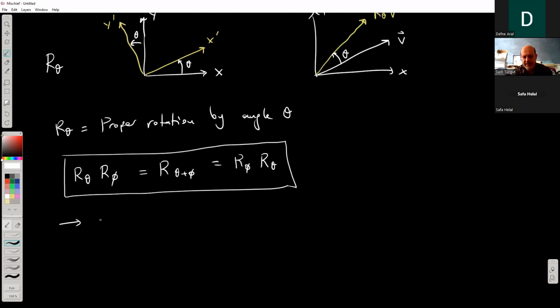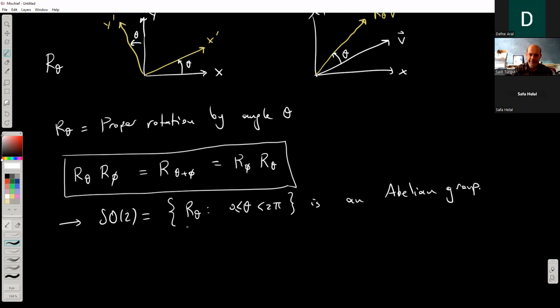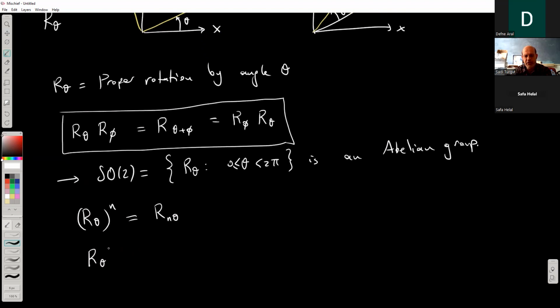Okay, so this implies that SO2, which is essentially the set of these proper rotations, where theta is between 0 and 2 pi, is an abelian group. So that's the first thing. This is abelian. All the rotations in here depend on just an angle parameter. If I take r theta and then take the nth power, I get r n theta. And the inverse is just a special case of that, so that's r minus theta. All right, that's it.